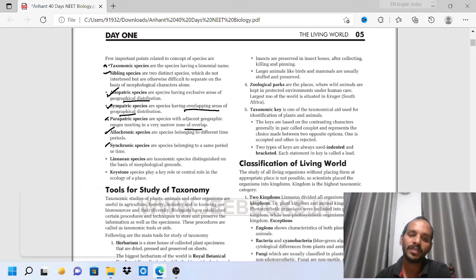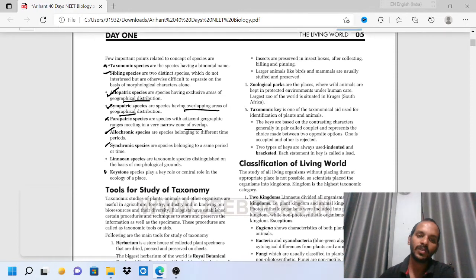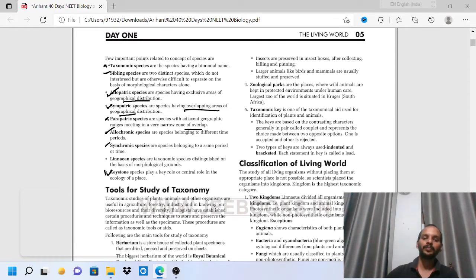Linnaean species or taxonomic species are distinct on the basis of morphological grounds. And keystone means keystone is very important. Species that play a key role or central role in the ecology of a place are known as keystone species.